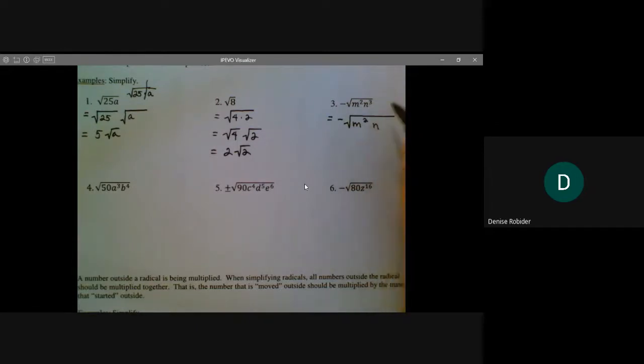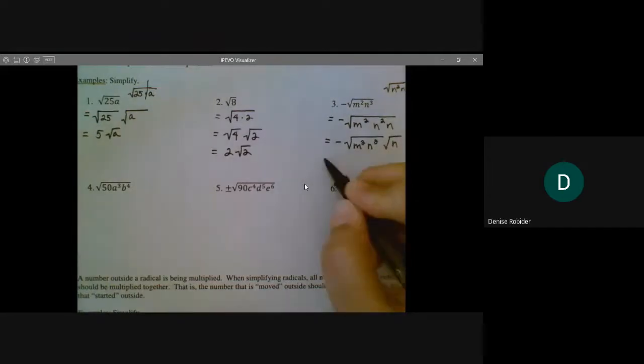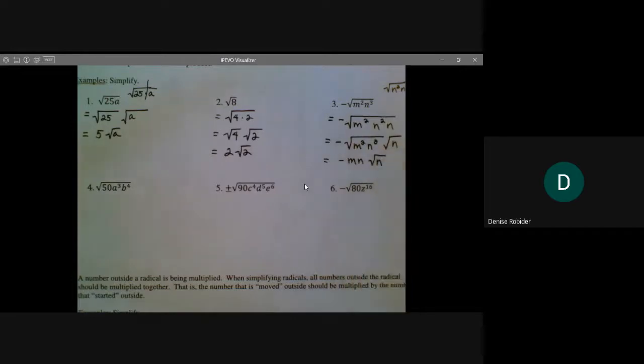So what I want to do is think of the biggest even number that I can take out of it. Because remember, you try to break this up into its products. Think of it as n squared times n to the first. There's a square. So there we have it. We're going to bring down the m. I'm going to put my squares here and my non-square there. So we get negative mn times the square root of n.